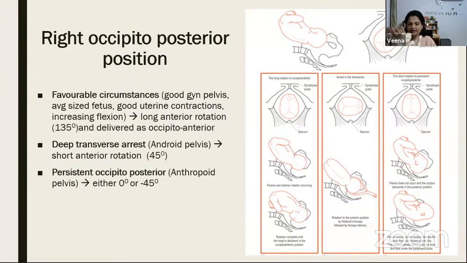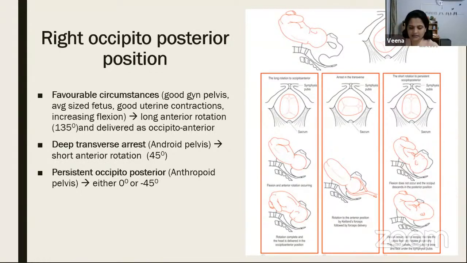In ROP, the engagement has to occur in which oblique? Right oblique. So, right oblique diameter is 12 centimeter and your diameter is 11.5 centimeter. So, it's not going to be as comfortable as in vertex presentation. Please remember that is why the engagement is delayed. And if it is a properly deflexed head presenting occipitofrontal, engagement will never occur, because 12.5 has to engage in 12 centimeter. Not possible. It's going to be very tight fitting. So, some flexion has to occur, and you should go to suboccipitofrontal, only then the engagement occurs.